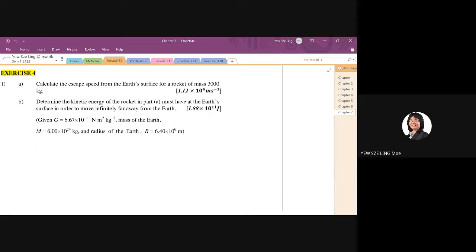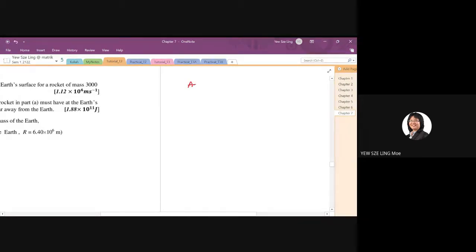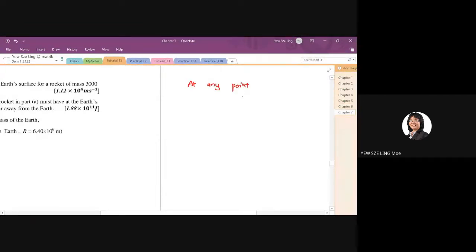Now we have two equations that can be used to calculate the escape velocity. I've shown you the derivations in the lecture, so I'm not going to mention it again. I'm just going to show you the equations and when to use them. The first one is for you to calculate the escape velocity of an object at any point above the surface of the planet. The object initially could be on the surface of the Earth, or at any point above the surface.